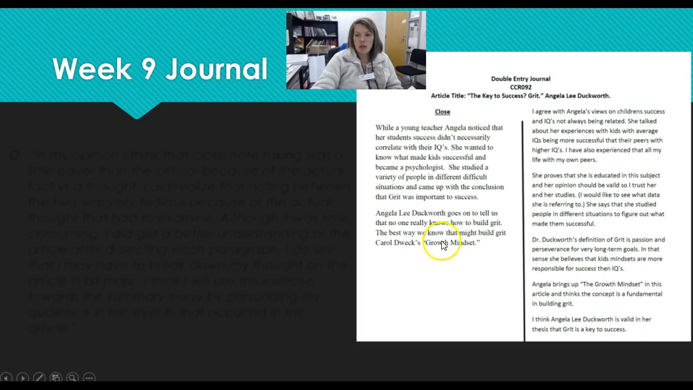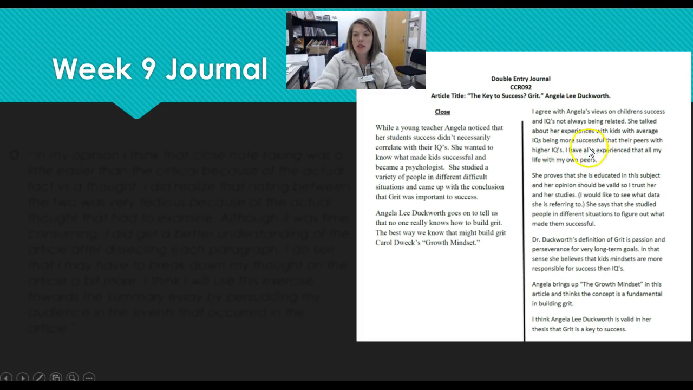And so these are definitely close reading notes over here. And then over here you can see the word I coming up. So we know that these are going to be the students' own ideas and their own kind of critical responses to the individual close reading points that were on the left-hand side. So I agree with this. I have also experienced that with my own peers.